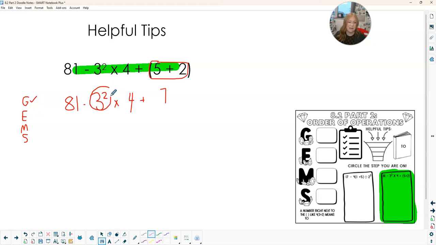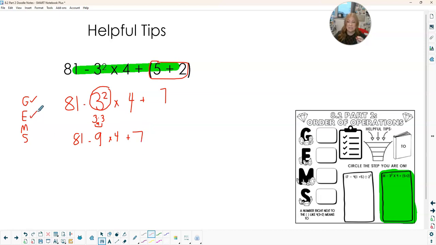Exponents, yes, we have one right here. And out to the side or somewhere right below it, somewhere we need to write down what that means. That means 3 two times. This is not 6. 3 times 2 is not... 3 squared is not 6. 3 times 3 is 9. This answer is 9. So we have 81 minus 9 times 4 plus 7.